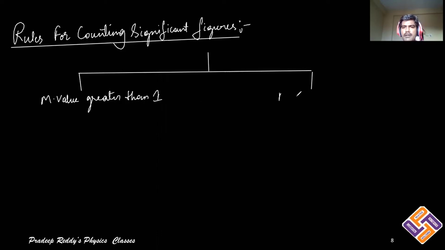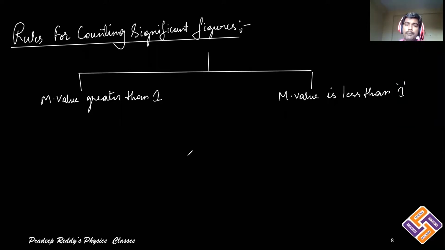And if the measured value is less than 1, less than 1 means 0.1, 0.2, 0.5, 0.4, 0.3, 0.2. This is less than 1, right? So when we are measuring any physical quantity whose value is less than 1, we will be using some rules. Whereas if the measured value is greater than 1, like 100, 200, 1000, 24, 54, any number greater than 1, then you will be using these rules, right?